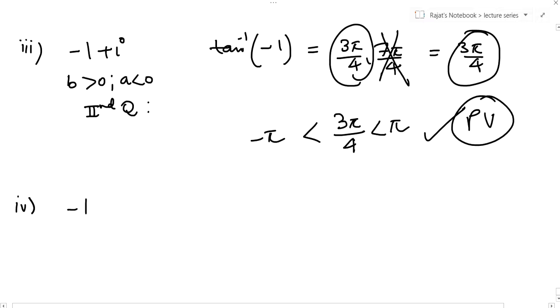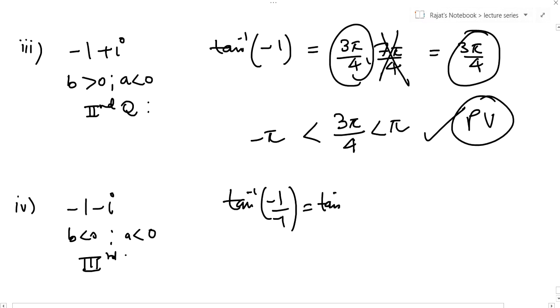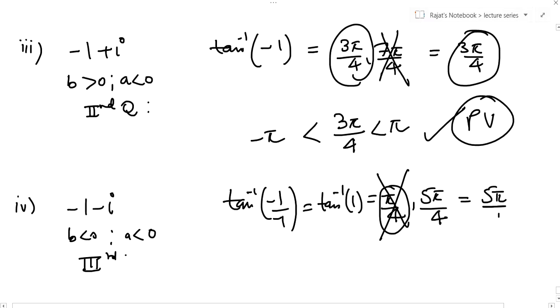Fourth, minus 1 minus i. b is negative, a is also negative, so this is the third quadrant. Tan inverse of minus 1 upon minus 1 is tan inverse 1. So either it can be pi by 4 or 5 pi by 4. But this cannot be pi by 4 because that is in the first quadrant and we should get an answer in the third quadrant. So we receive 5 pi by 4. This is the argument. But is this the principal value? No, because 5 pi by 4 is greater than pi.